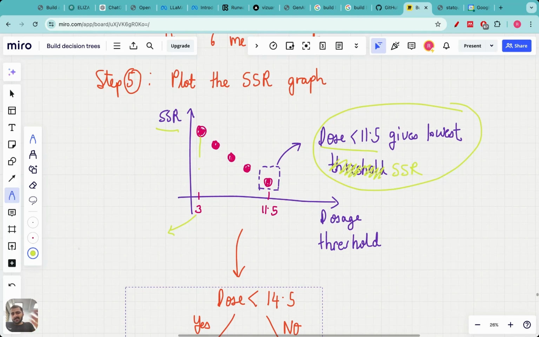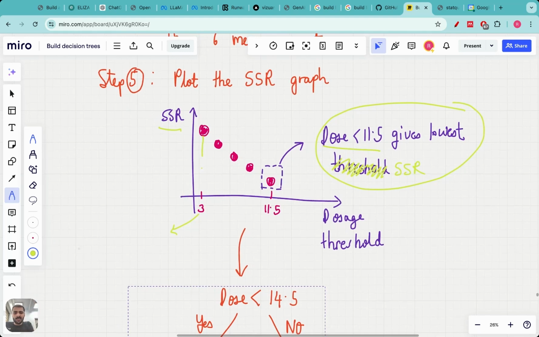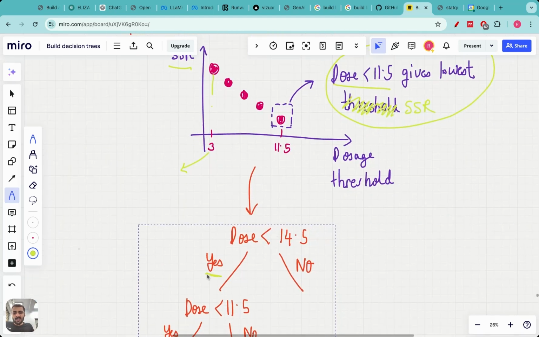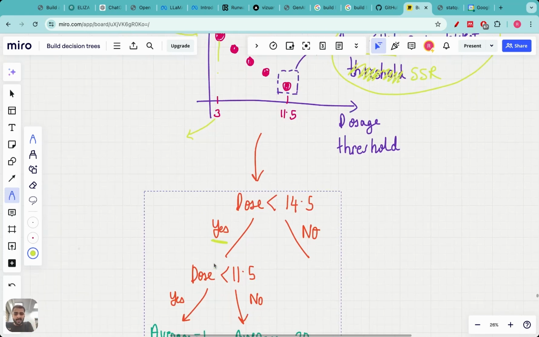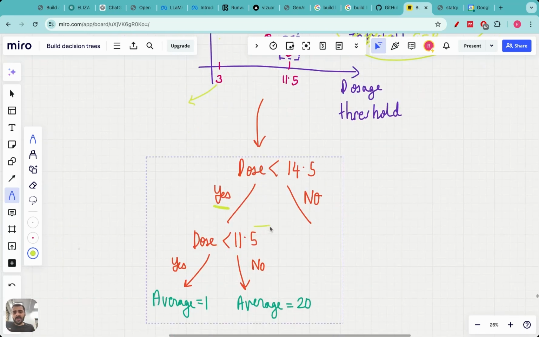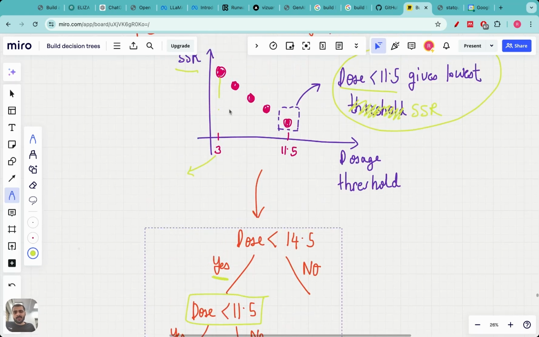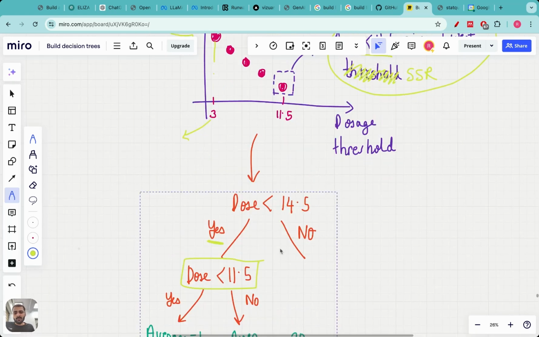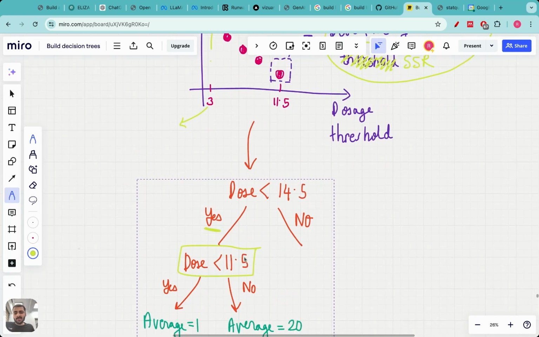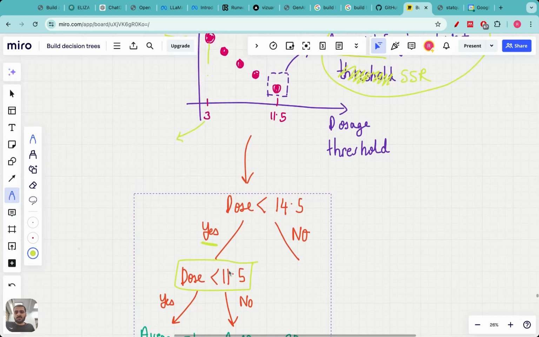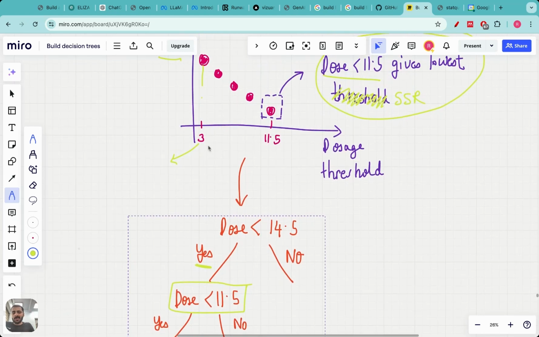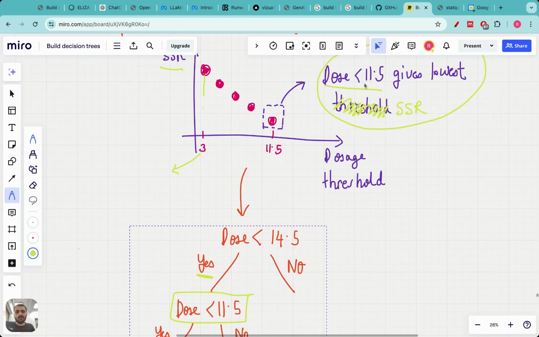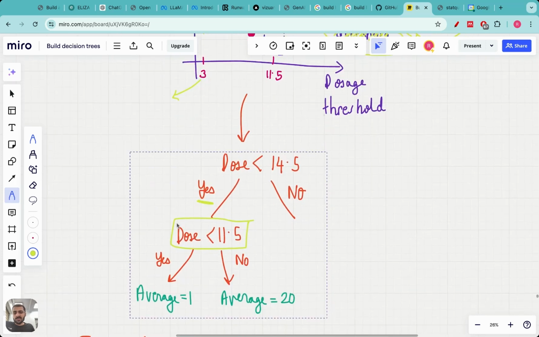Great. So this suggests that when you want to make the further classification in the yes bucket, the next classification should be at a dosage level of dose less than 11.5. So why did we plot this SSR versus dosage threshold? Because we wanted to understand what value should come here. Is it dose less than 3, dose less than 5, dose less than 7? That's why we plotted the SSR values and we found that for dose less than 11.5 it's the lowest. So we are choosing this as the question to be asked in the decision tree.